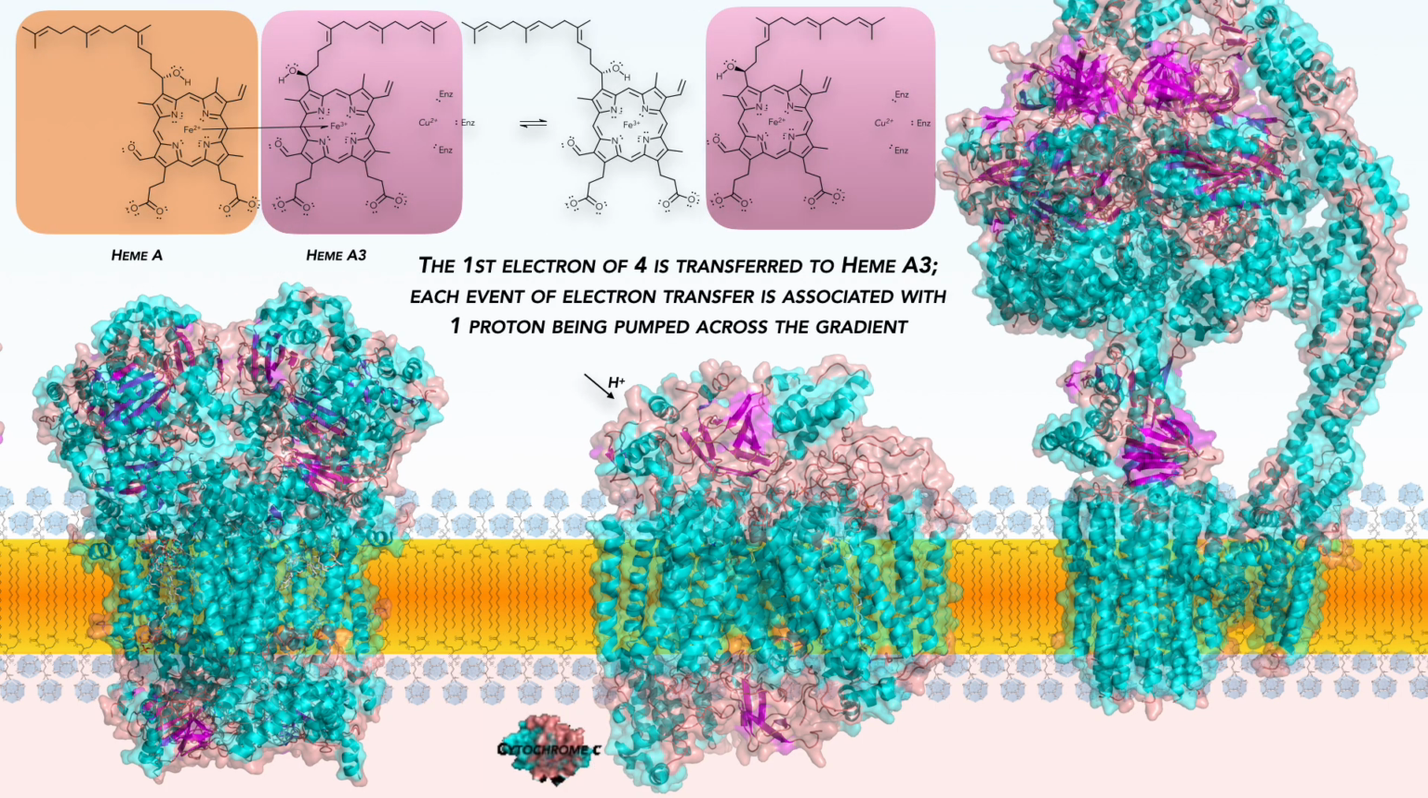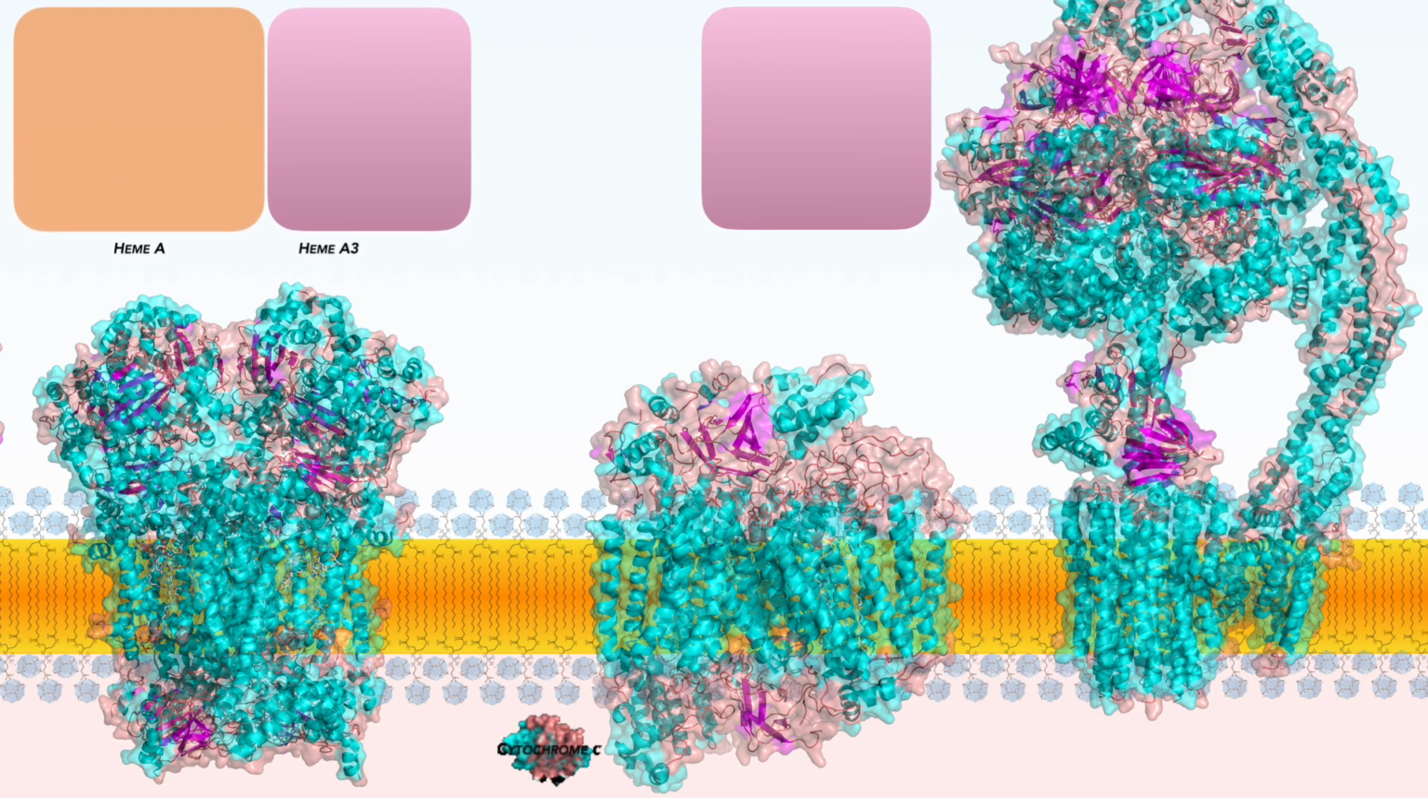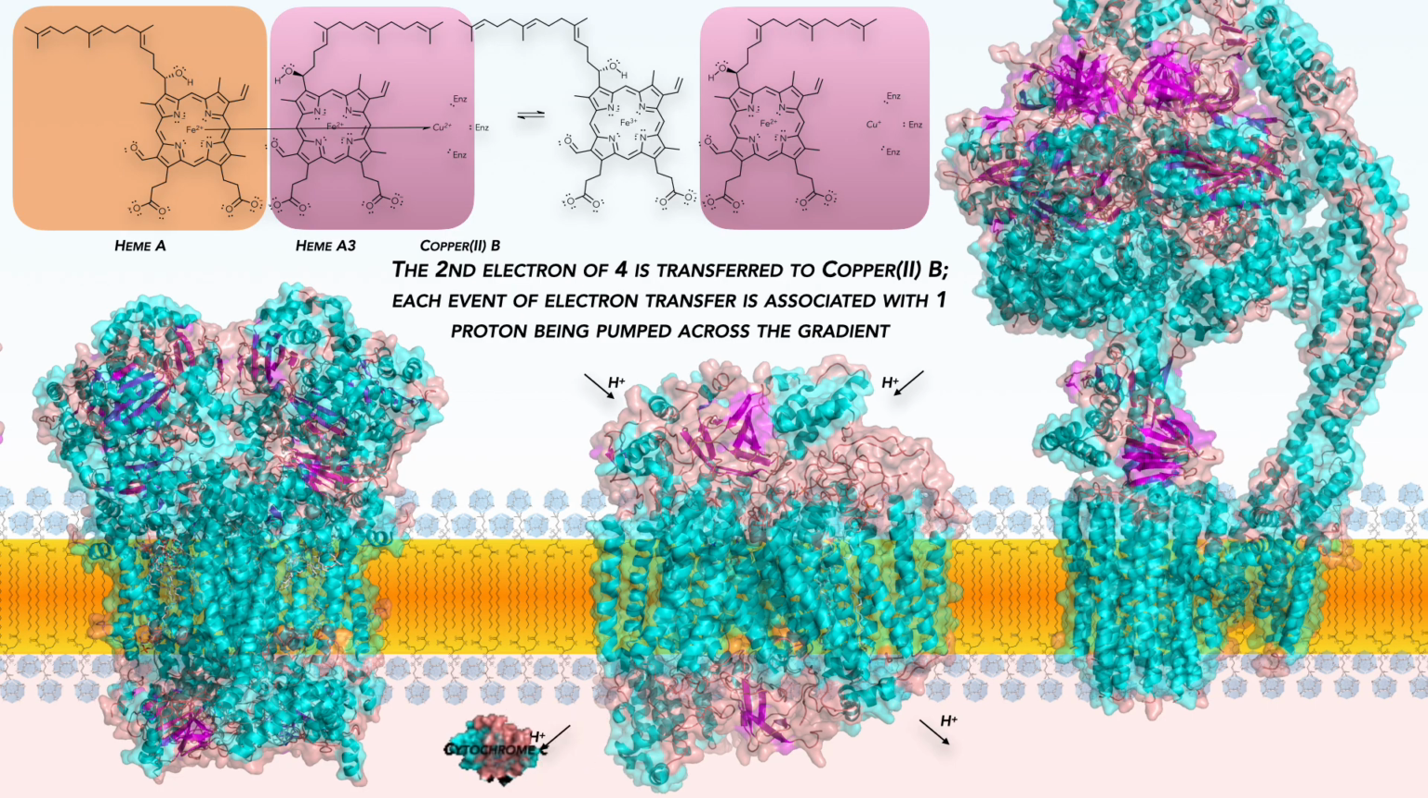The first electron reaches heme A3. Although oxygen has not yet been reduced, this change in oxidation state is already associated with the movement of one proton across the membrane. The second electron reduces the copper B center. Again, proton pumping accompanies this electron transfer even before oxygen reduction is complete.